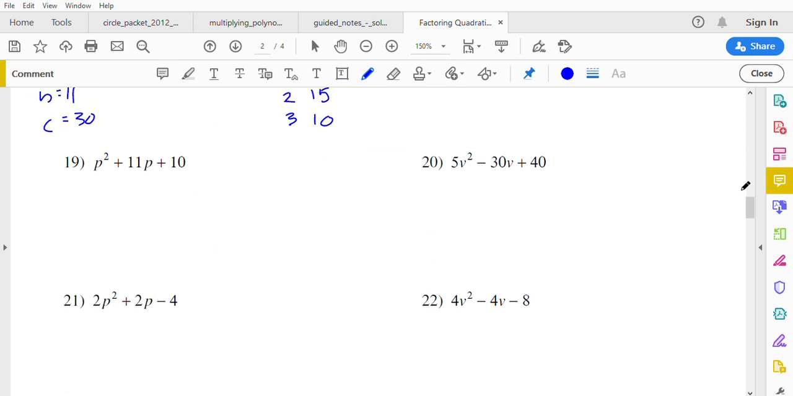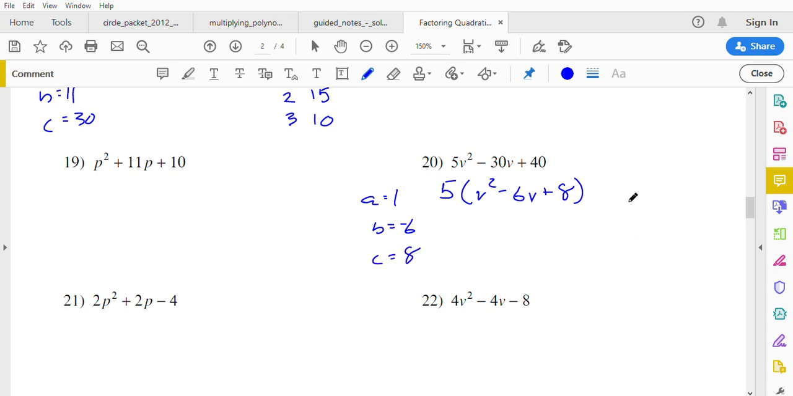Number 20. Let's take a look. Again, A is equal to 5. So is this divisible by 5, this divisible by 5, and this divisible by 5? Yeah. So we're going to factor out a 5. 5 divided by 5 is going to be 1. Negative 30 divided by 5 is going to be negative 6. And 40 divided by 5 is going to be positive 8. Good. So now A is equal to 1, B is equal to negative 6, and C is equal to 8.